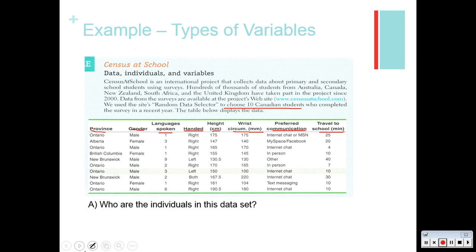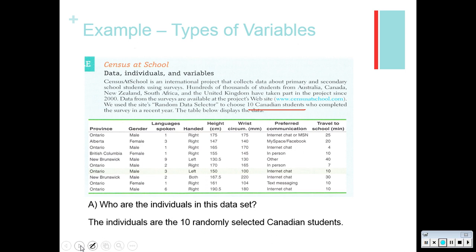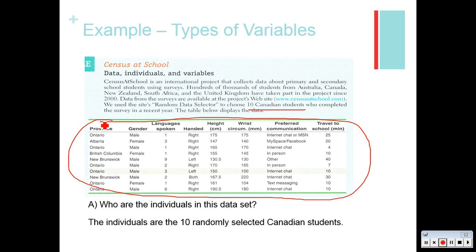So the question here says, who are the individuals that are in this data set? So in this particular instance, just note that they chose 10 Canadian students to complete the survey. So in this particular data set, the individuals are the 10 randomly selected Canadian students. So those are the individuals that we collected this data about.